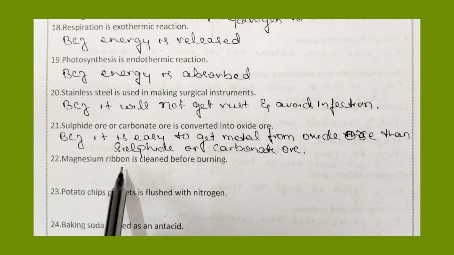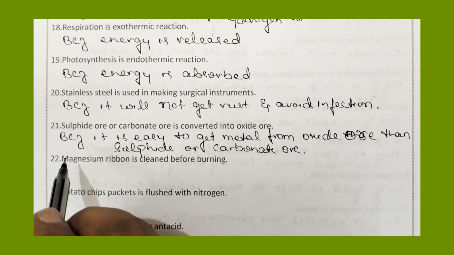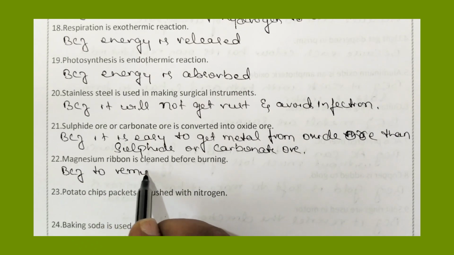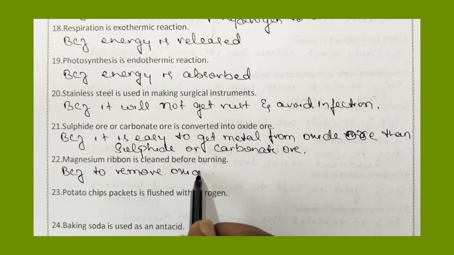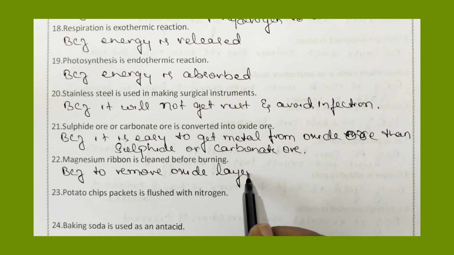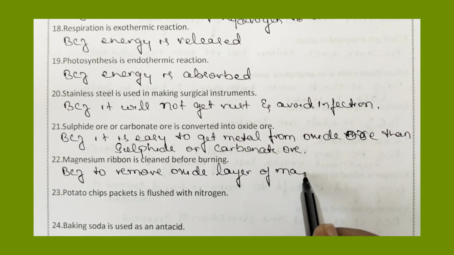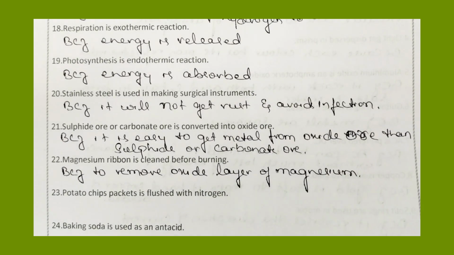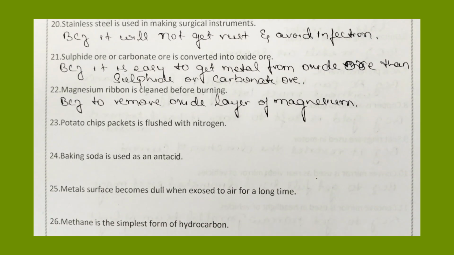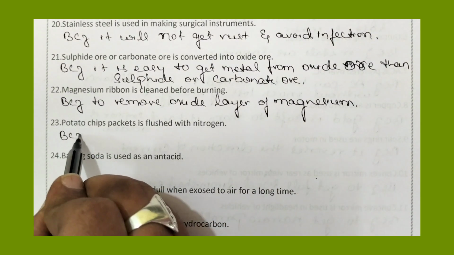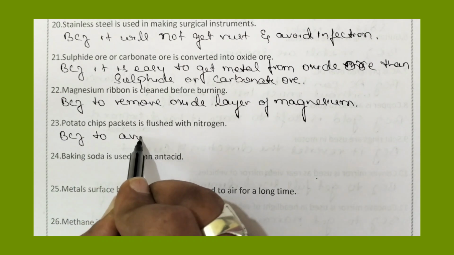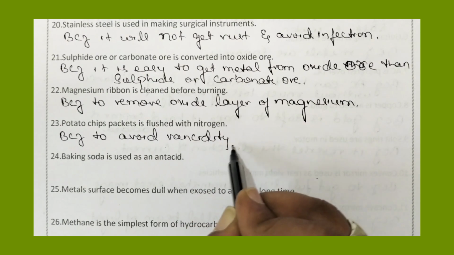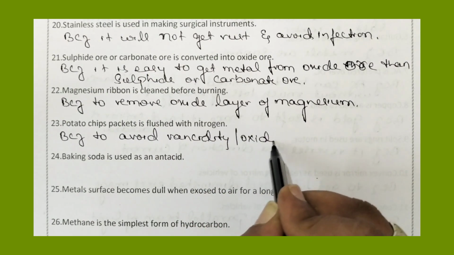Next, magnesium ribbon is cleaned before burning to remove the oxide layer of magnesium. Next, question number 23. Potato chips packet is flushed with nitrogen to avoid rancidity, or to avoid oxidation.